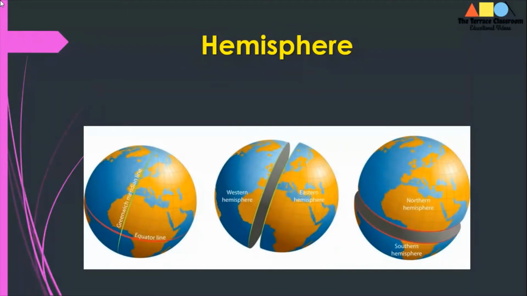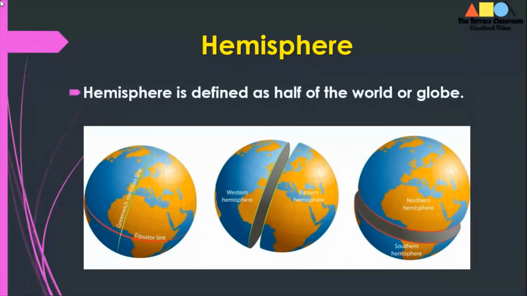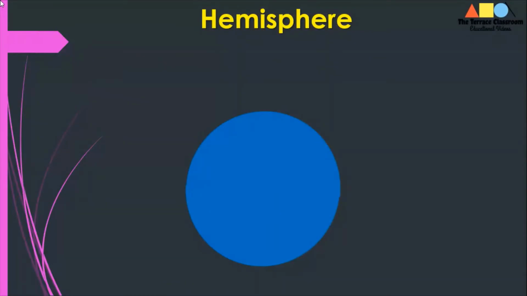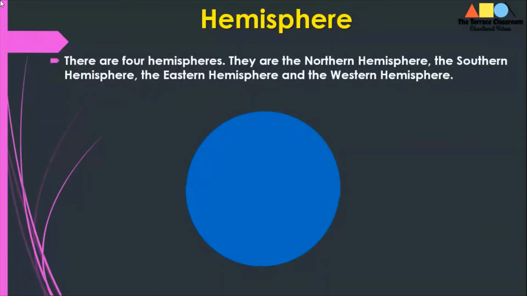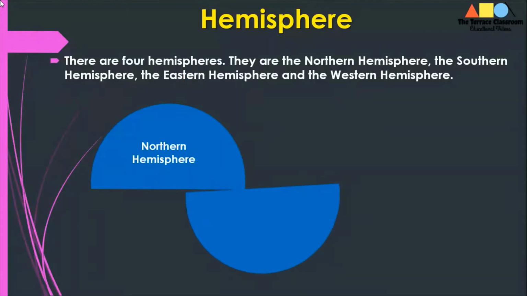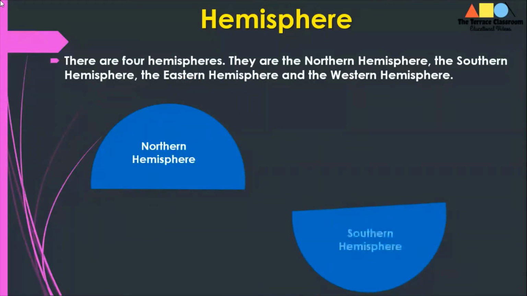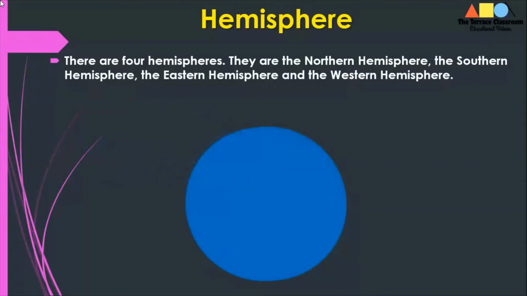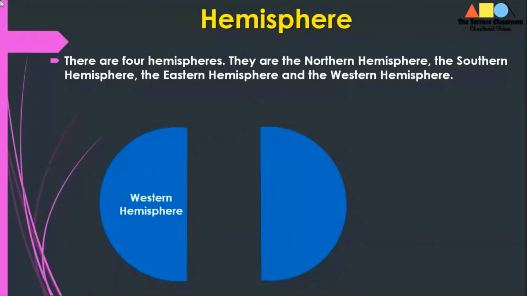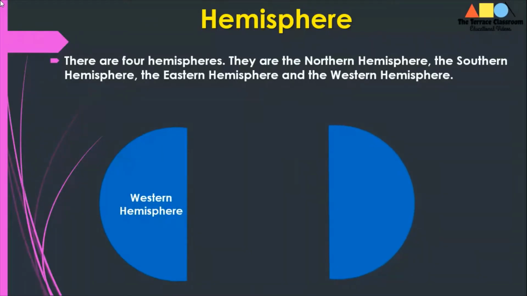Now let us study what is a hemisphere. A hemisphere is defined as half of the world or globe. There are four hemispheres. They are the Northern Hemisphere, the Southern Hemisphere, the Western Hemisphere, and the Eastern Hemisphere.